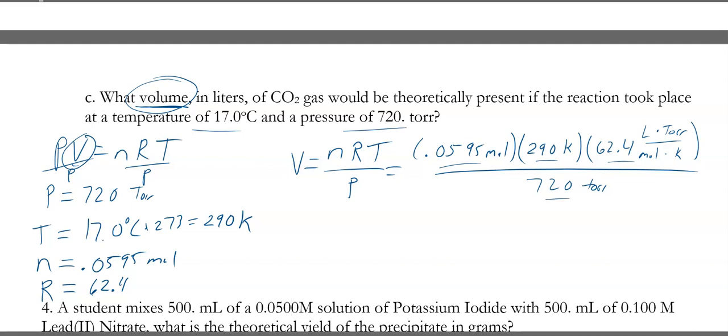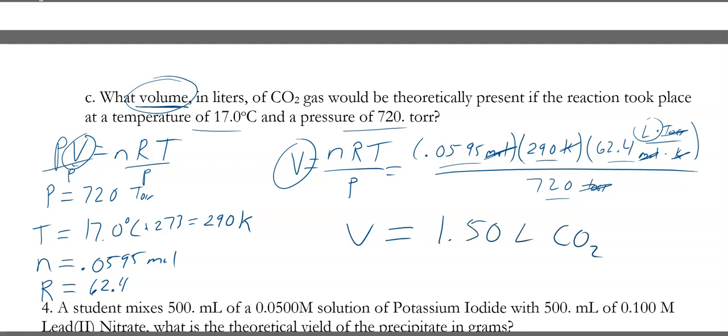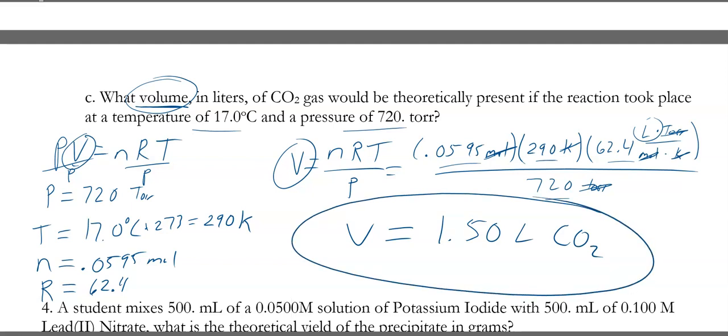And again, I like to cancel these out. So we have moles on top and bottom. We have Kelvin on top and bottom. We have torr that we can cancel. And look, we're left with liters, which is exactly what we're solving for, volume, and that's a good thing. Whenever we plug all this stuff in, we're going to get that the volume of the CO2 gas at those conditions will take up a volume of 1.50 liters of CO2. Again, that's something you already know how to do, and so we're just practicing some of the skills that we've already done in the past.